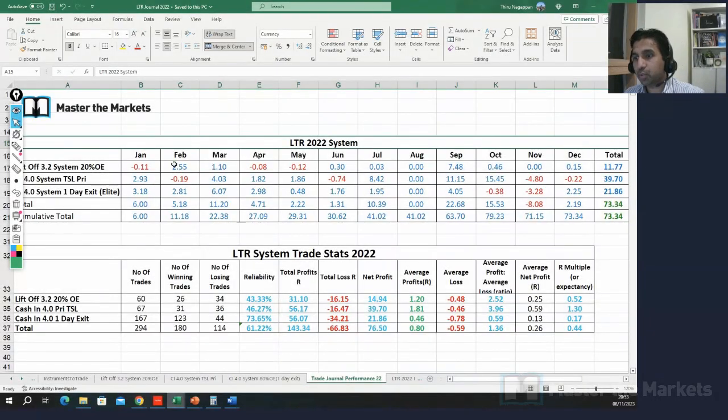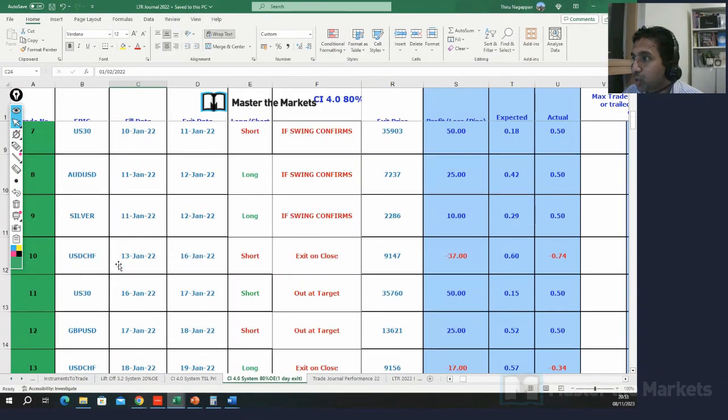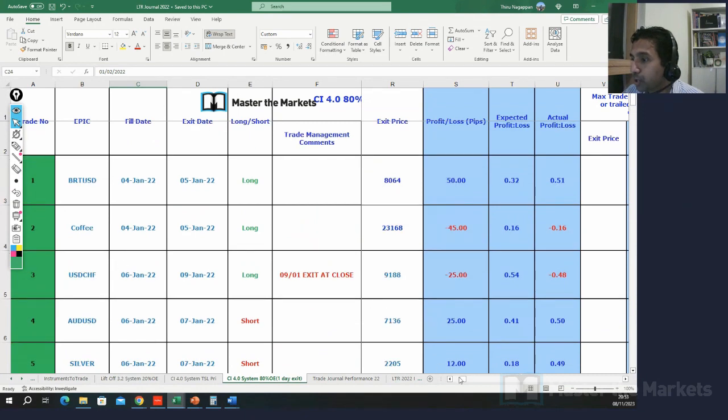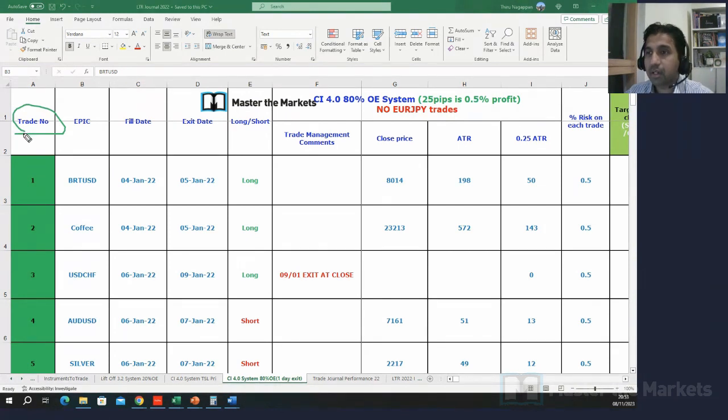Let me just bring up this one, 2022. Let me go into the individual trading strategies over here. What you need to be checking and tracking in real time is, first, a very simple thing: have a trade number column. That's very simple. The next thing is have an epic code.